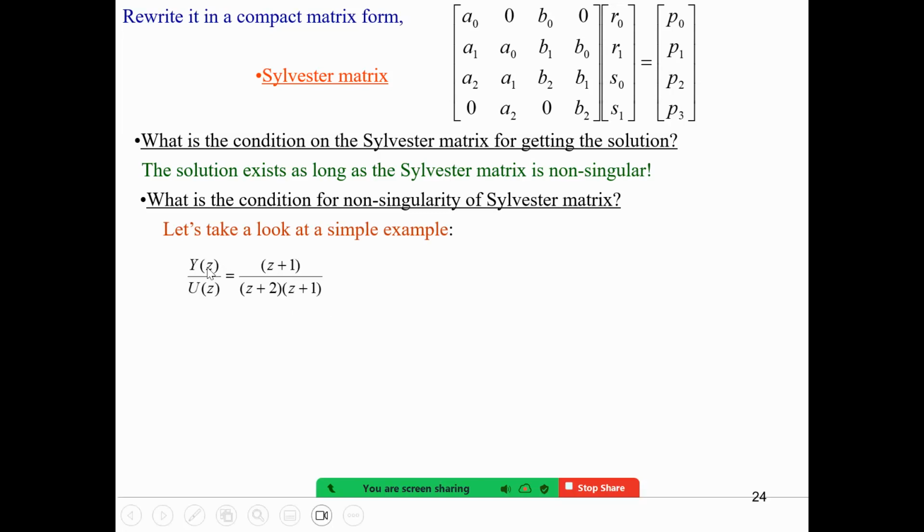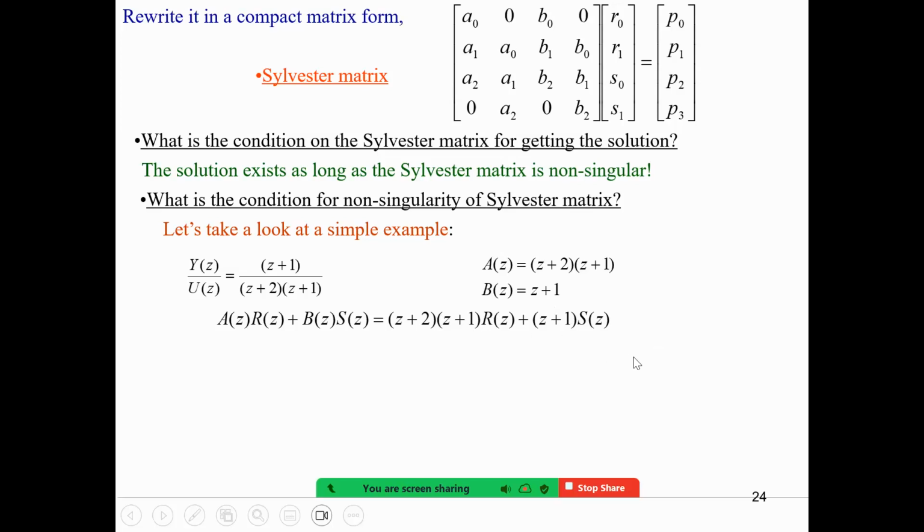Let's say this is the transfer function of the plant. This is A, this is B. In this case, A is (Z plus 2) times (Z plus 1), B is Z plus 1. Let's compute the closed-loop polynomial, which is AR plus BS. This is A times R, this is B times S. But we notice that they have a common factor, and then we can take it out. It becomes (Z plus 1) times [(Z plus 2) times R plus S].